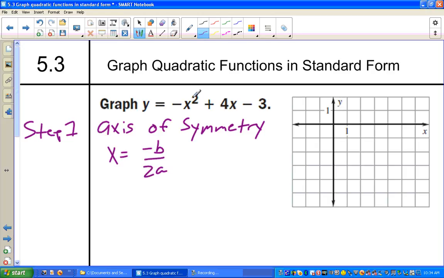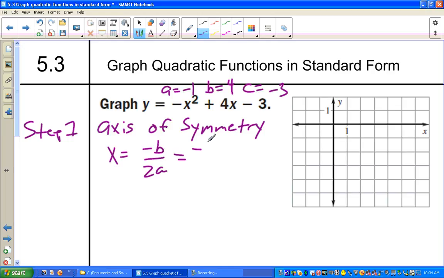So I'm going to go to my quadratic equation and I need to figure out what is a, b, and I'll go ahead and find c also. So a is in front of the x squared term, so this would be a negative 1. B is in front of the x term, so that would be 4. And then c is negative 3. So I'm going to take my b and my a, I'm going to substitute them into this equation, and I'll calculate the axis of symmetry.